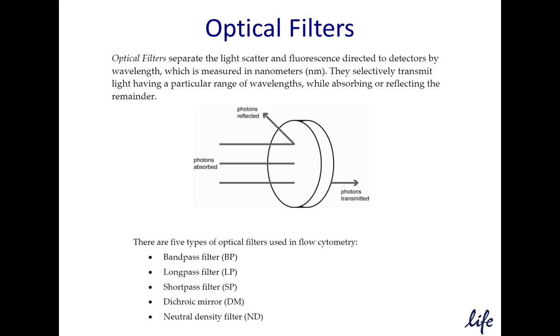Optical filters separate the light scatter and fluorescence directed to detectors by wavelength. They selectively transmit light having a particular range of wavelengths while absorbing or reflecting the remainder. There are 5 types of optical filters used in flow: the bandpass, long pass, short pass, dichroic, and neutral density filters.